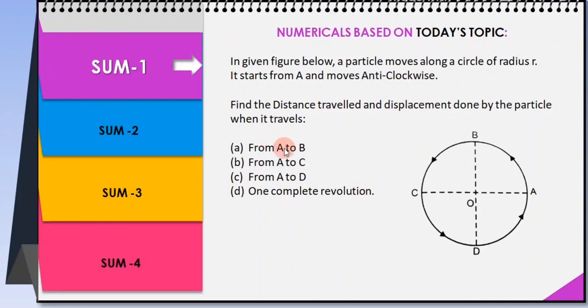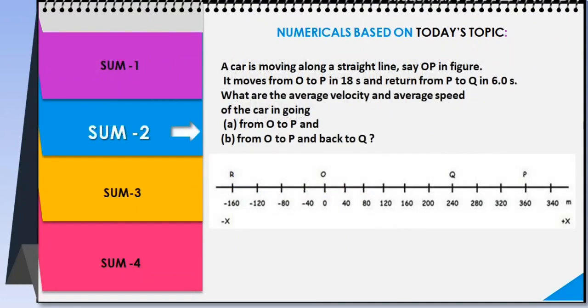I will give you a hint for A to B. If you see from A to B, the distance is the fourth part of the circumference. So if you divide the circumference by 4, you may get the length of the curve. And the displacement, if you draw a straight line, will be exactly like the hypotenuse of this right angle triangle. So try this, you may get the answer. A to C is very easy, A to D and one complete revolution is also easy. So try this. Moving on to the next sum.